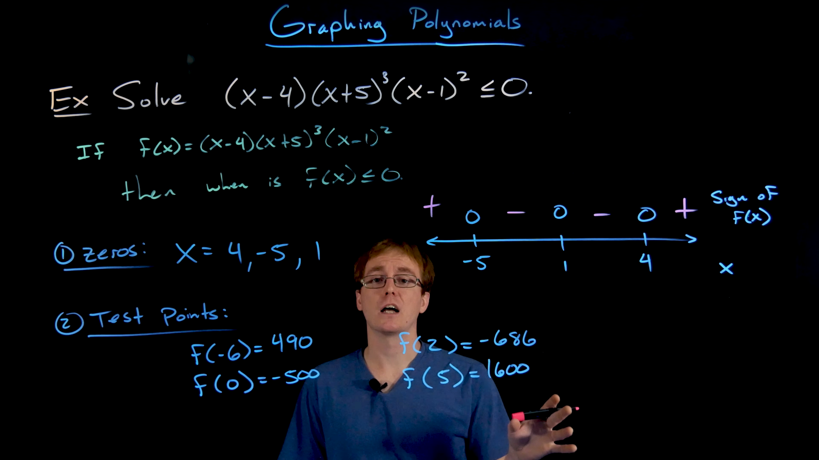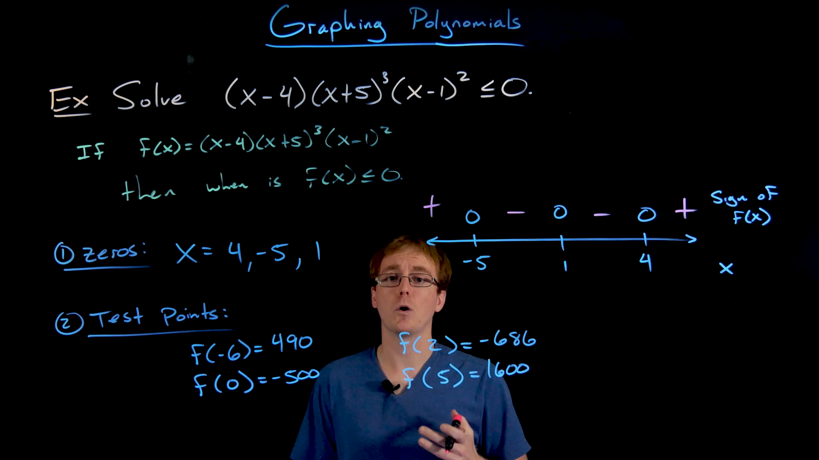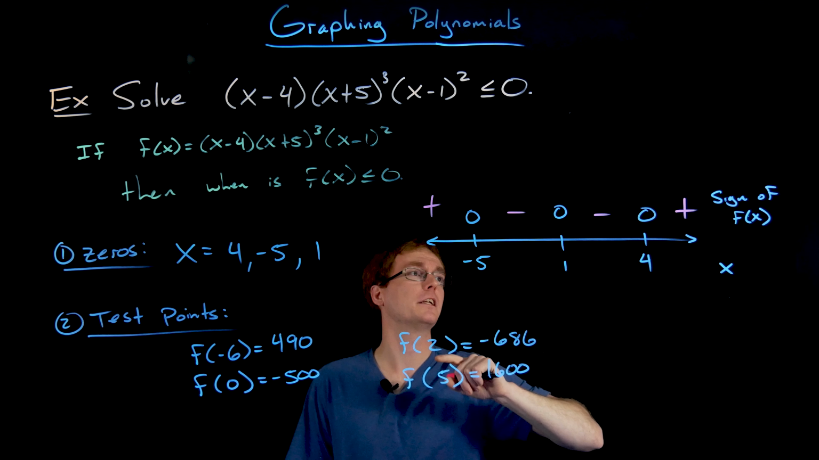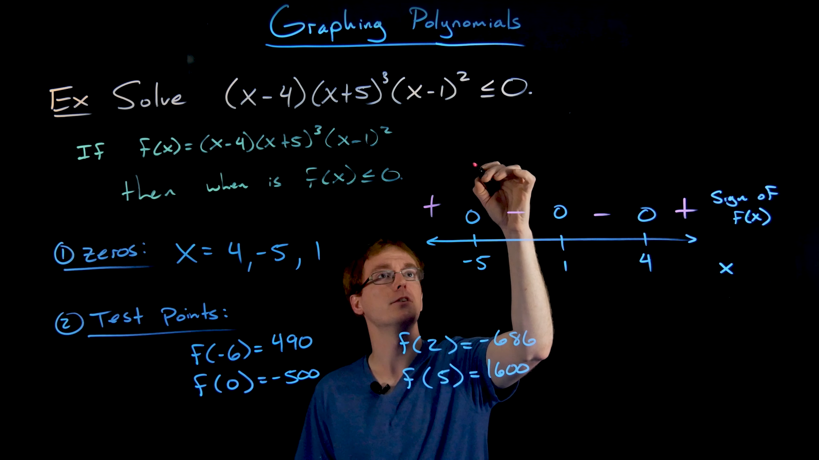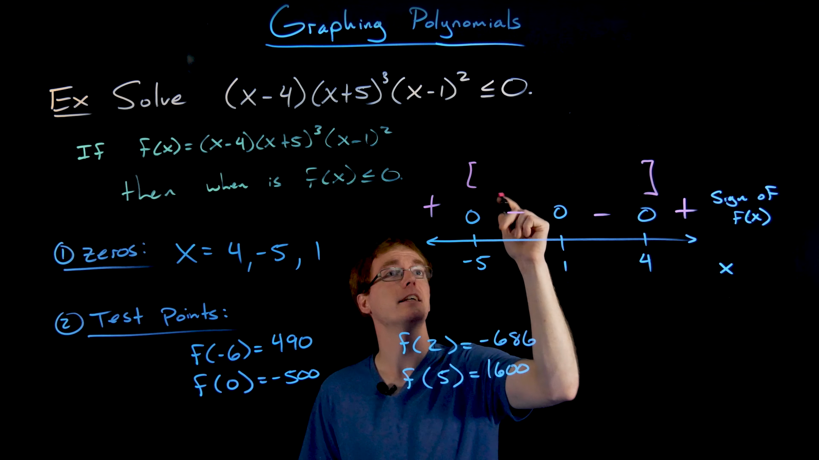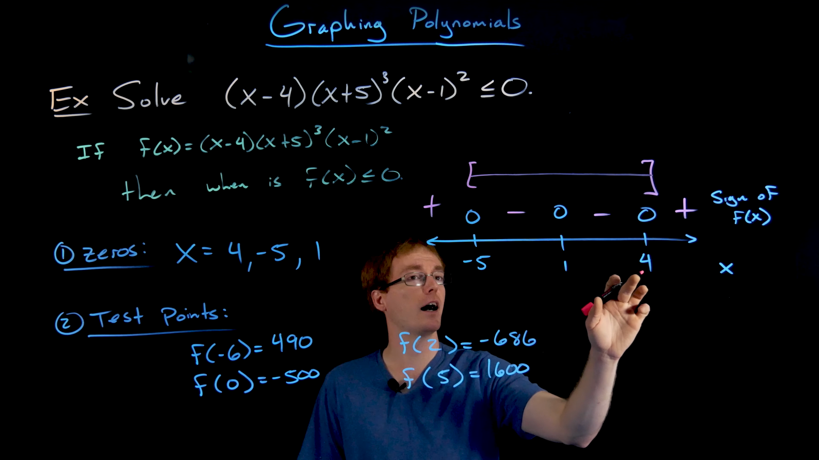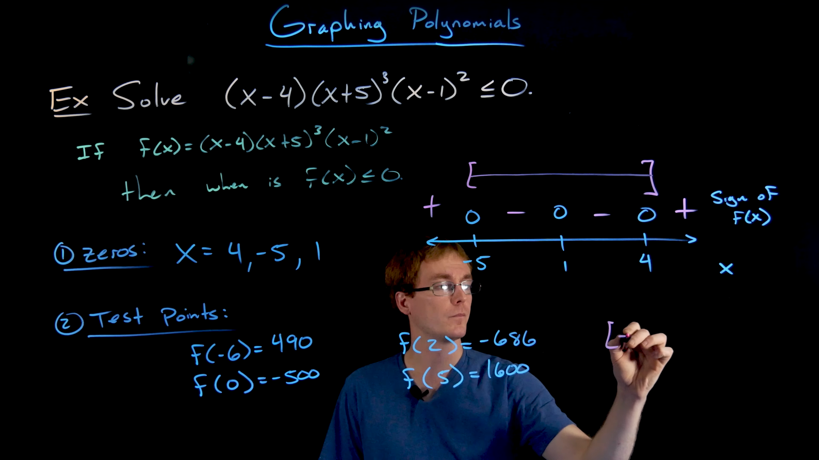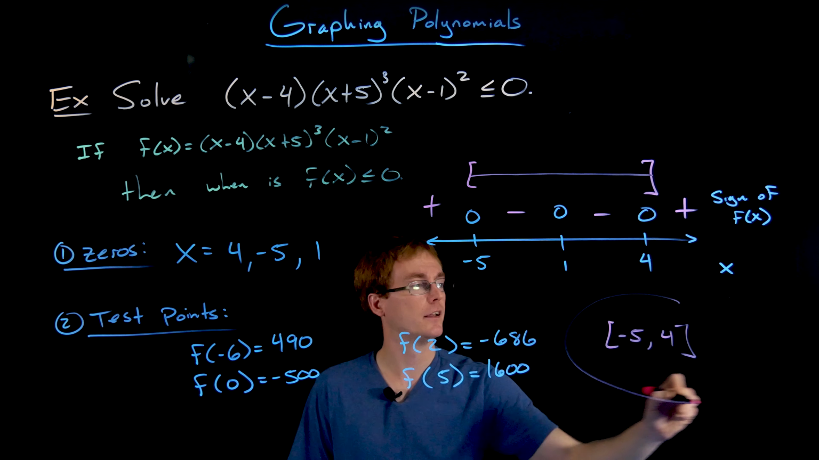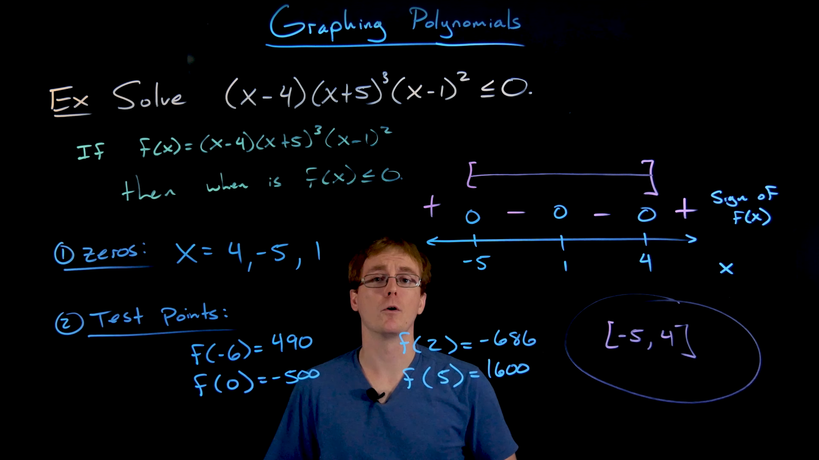So now that we have our sign chart completely filled out, we can use it to solve the original inequality in question. So when is our quantity less than or equal to 0? We're equal to 0 here, here, and here, and we're less than 0 everywhere in between. So this interval from negative 5 to positive 4, including the endpoints because we can include the zeros, that interval is the solution to our polynomial inequality that we started with.